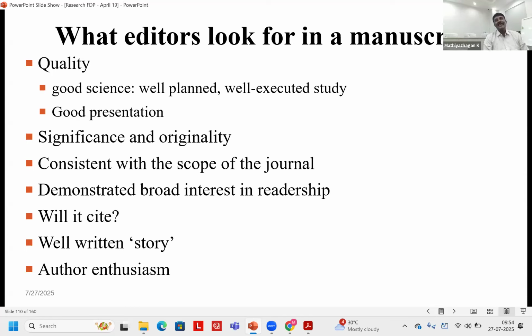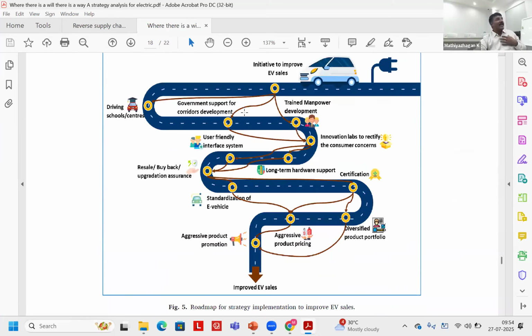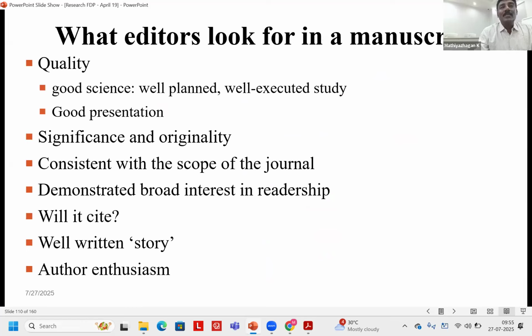Then what about the next one, the last one: author enthusiasm. See here, this is called enthusiasm. We were actually interested to convey the information in an easy way. Instead of making this diagram, if I were to write, that is also quite possible. But showing this kind of diagram makes it easy to convey the information to whom? The reader. So these are the important reasons, or important expectations, from the editors. From the editors, okay, they will expect. Okay, now.